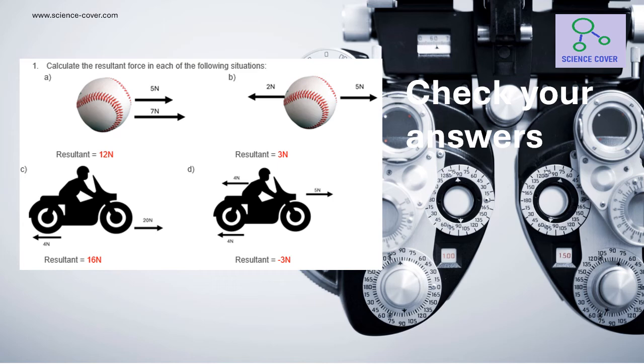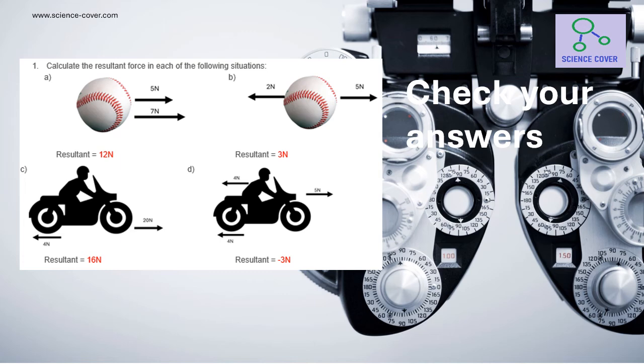Number 1. Calculate the resultant force of each of the following situations. So we have a 7 Newton and 5 Newton force acting in the same direction. So the resultant force is 12 newtons. When we have a 5 Newton and 2 Newton force acting in opposite directions, we do 5 take away 2, which is 3 newtons.